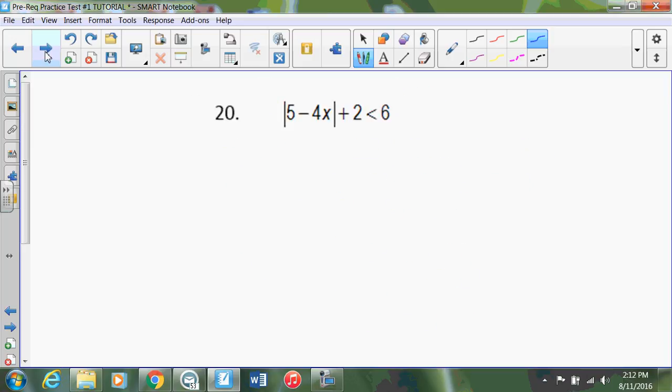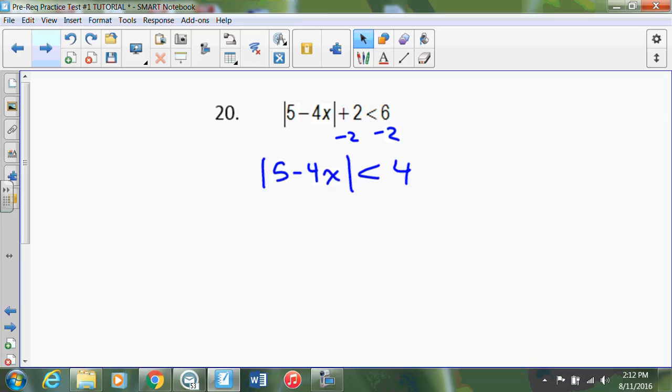Okay, the last one, absolute value. Here we go. So the first thing I have to do is get the absolute value all alone. So I'm going to go ahead and subtract the 2 from both sides. So there we go. And looking at this, what we're going to do is we're going to remember what it means to be less than, for an absolute value to be less than 4. All right, so let's go to the number line.